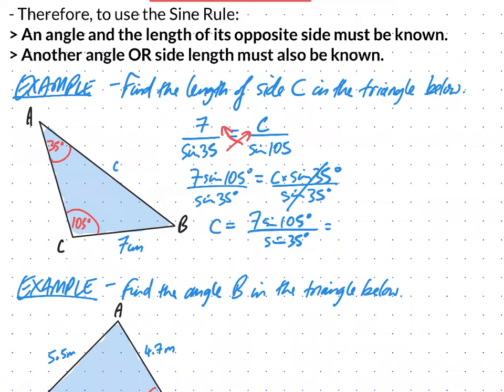Now use the calculator. 7 sine 105 divided by sine of 35. c is 11.79 centimeters to 2 decimal points.